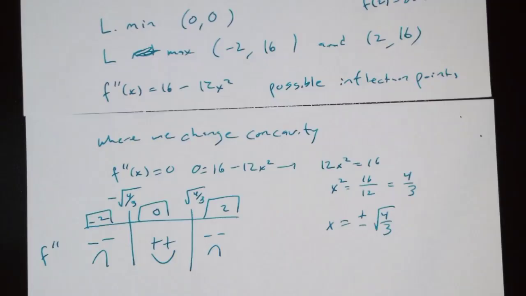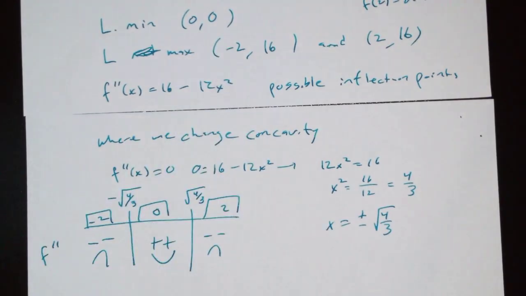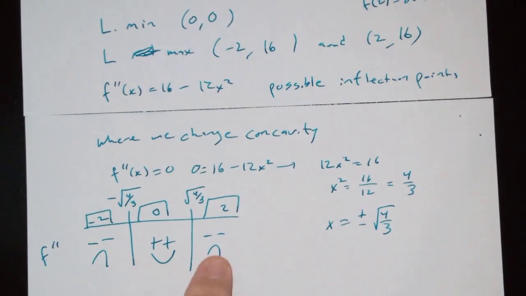This also reaffirms where my maximums and minimums are, right? -2, 0, and 2, those were my critical numbers. I have a horizontal tangent line. If I have a horizontal tangent line, I'm concave down, I must be at the top. If I have a horizontal tangent line and I'm concave up, I must be at the bottom. Maximum, minimum, maximum.